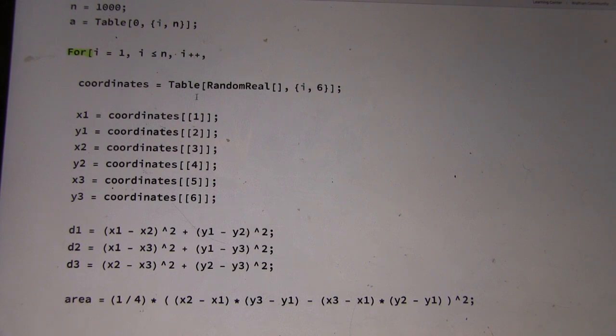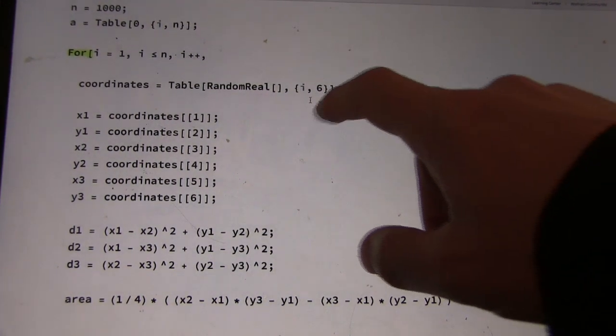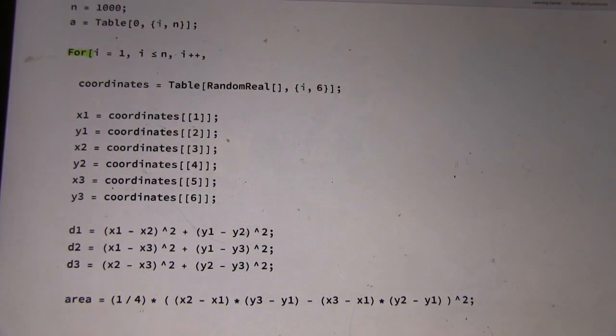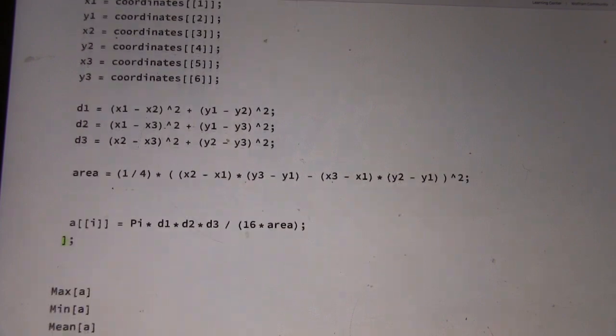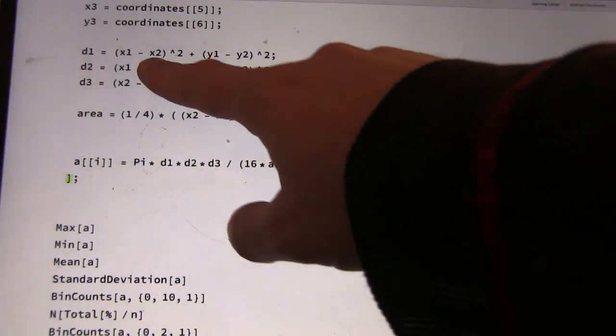Okay. Do a for loop. I generate 6 random numbers, and then those become my coordinates, x1s and y1s. Okay. Then I take the distances, just like you had talked about.